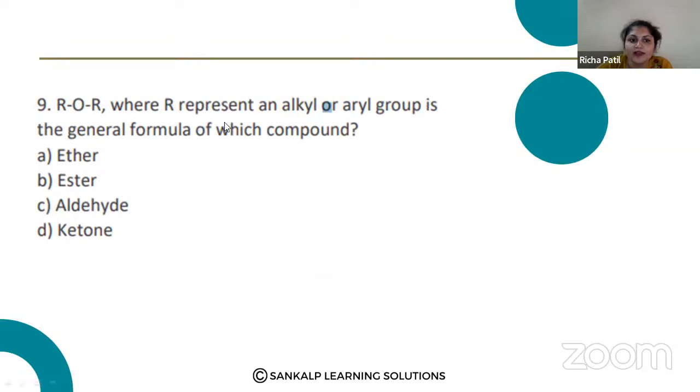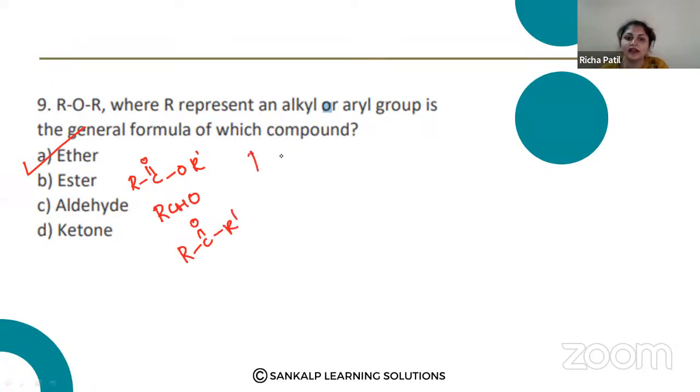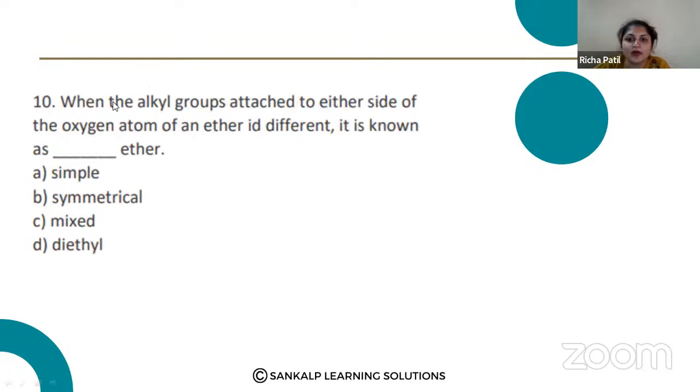ROR, where R represents an alkyl or aryl group, is the general formula of which compound? Yes, ROR, what does it represent? It represents your ether. Okay. What is ester? This is your ester. What is aldehyde? What is a ketone? Right. So the correct answer is ether. Ether is ROR. So this is correct. Yes, most of you have answered it right. Good. So we'll go for the next one.